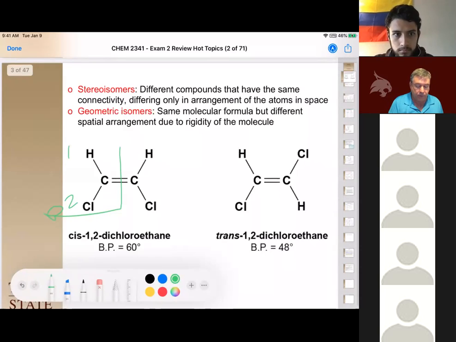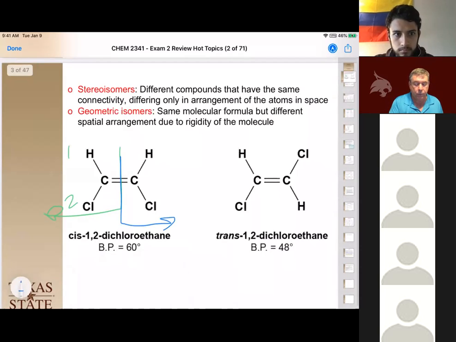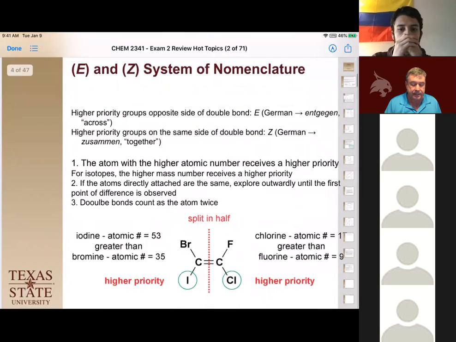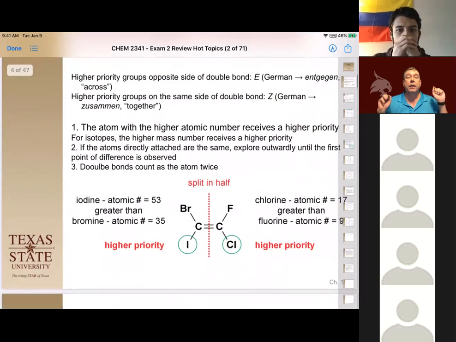And then we looked for the priority on the other half, 1 and 2. Okay, in this case right here, 2 is highest priority on each of these compounds, and they are on the same side, which makes them cis if we only have 2 things attached, or Z if we have more than 2 things attached. Okay, so the E/Z system has everything to do with the 3 rules.